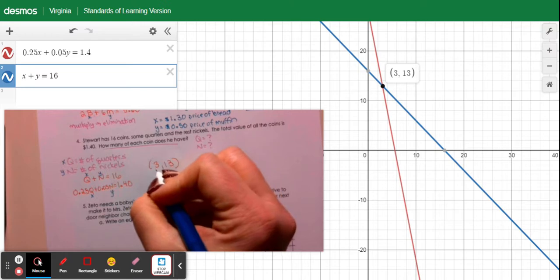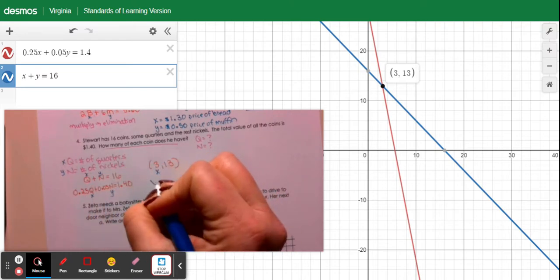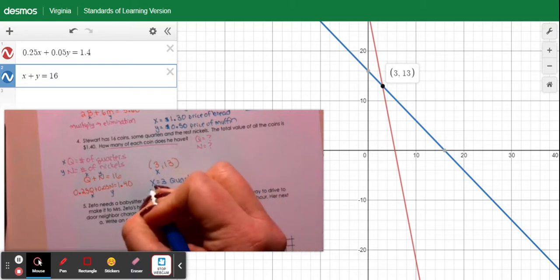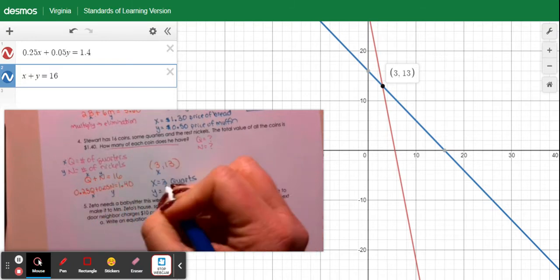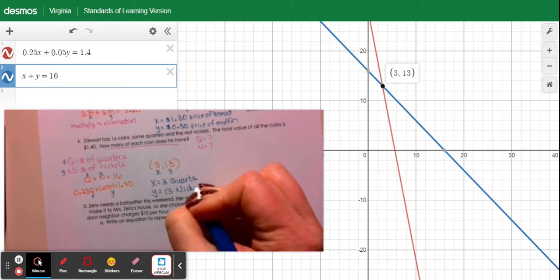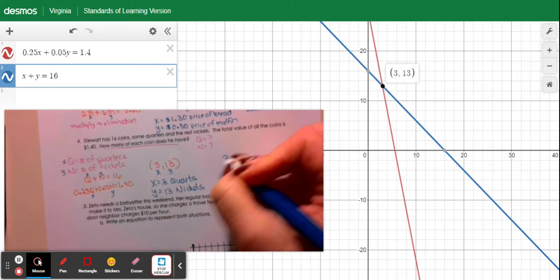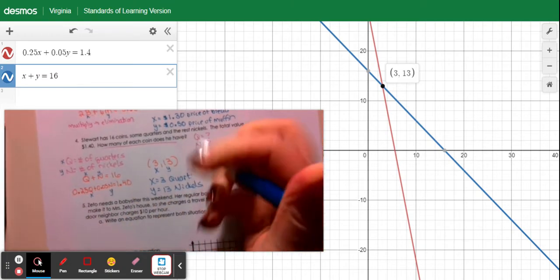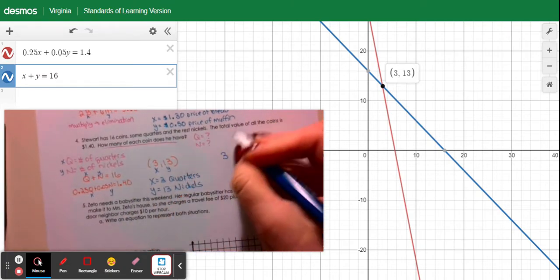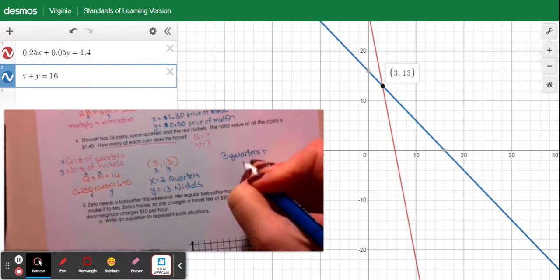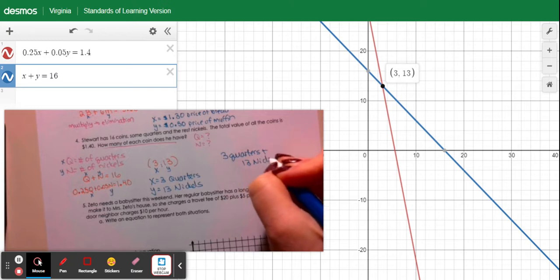So it looks like x, which is the number of quarters, is 3. So there are 3 quarters. And y is the number of nickels. And so there are 13 nickels. So the answer is 3 quarters and 13 nickels.